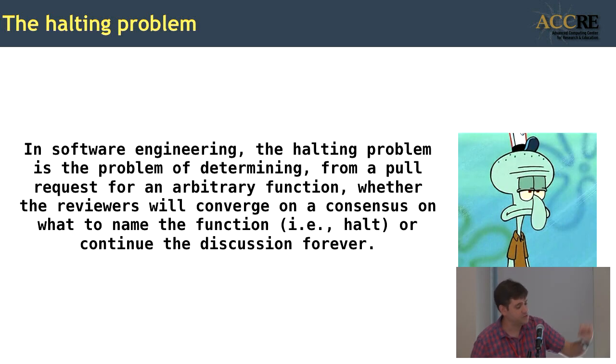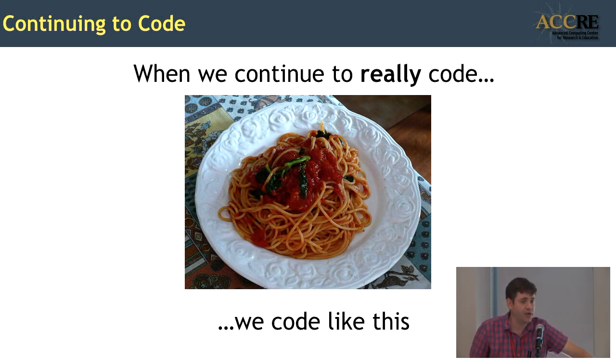So I believe there's a similar halting problem in software engineering. And here the halting problem is determining whether you have a pull request for a new arbitrary function, whether the reviewers will converge on a consensus on what to name this thing, i.e. halt, or will they continue the discussion forever? So this is very hard, and we've placed a lot on naming if you're not going to use comments to further describe it. Here's another problem with trying to write clean code.